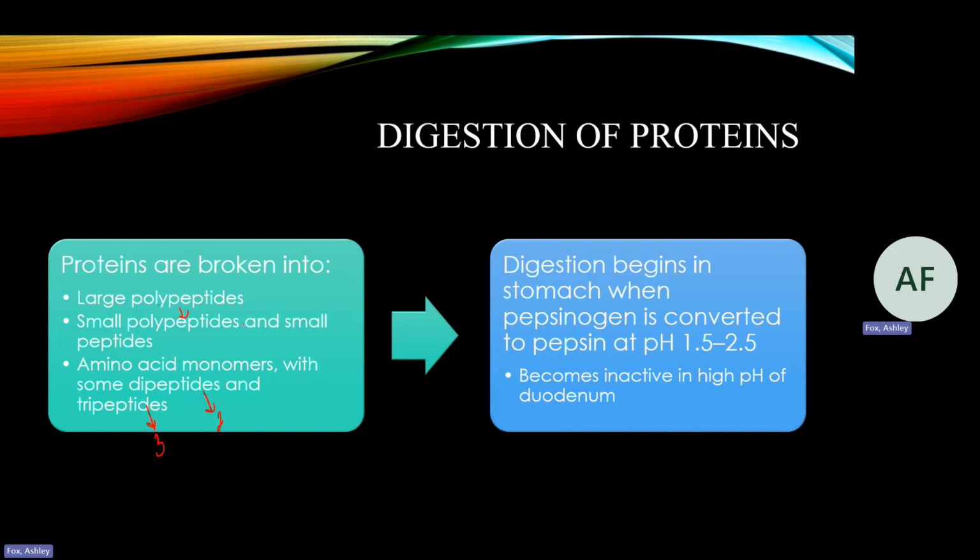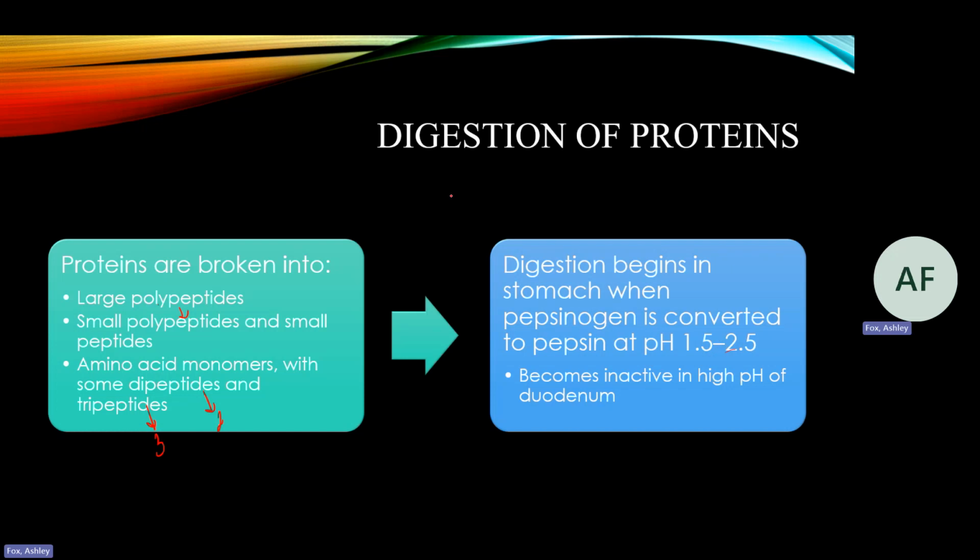Now, unlike digestion of carbohydrates that begins with salivary amylase in the mouth, digestion of proteins begins in the stomach. Not only is the hydrochloric acid, with a pH of 1.5 to 2.5-ish, going to denature the proteins.